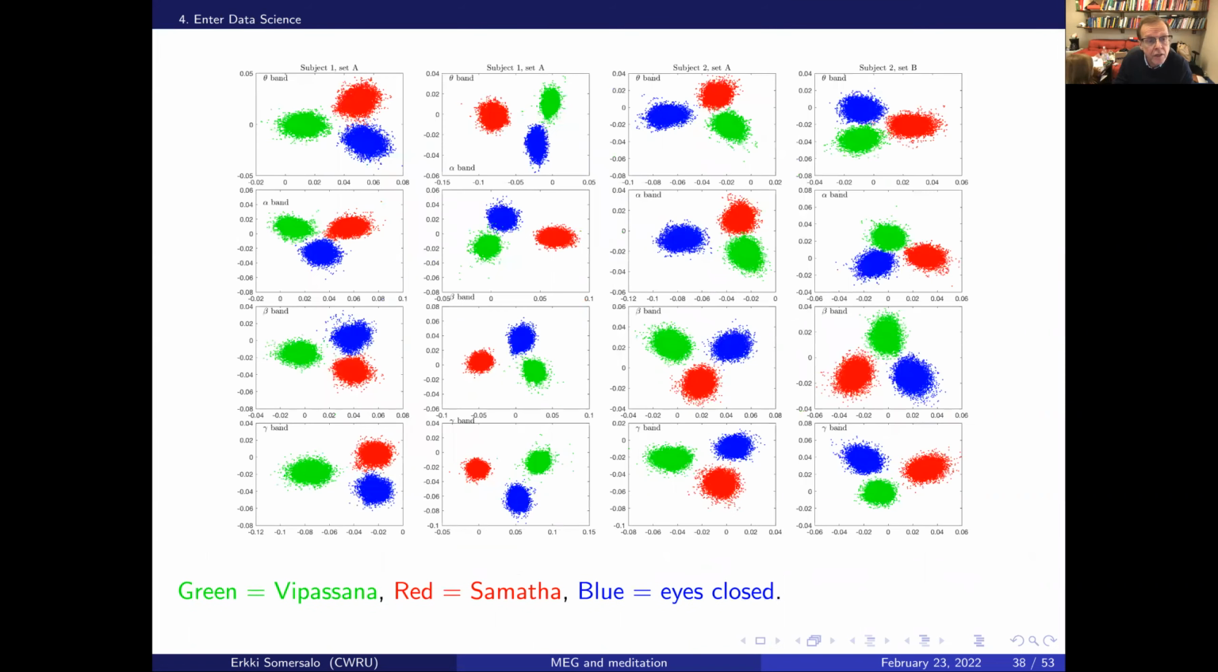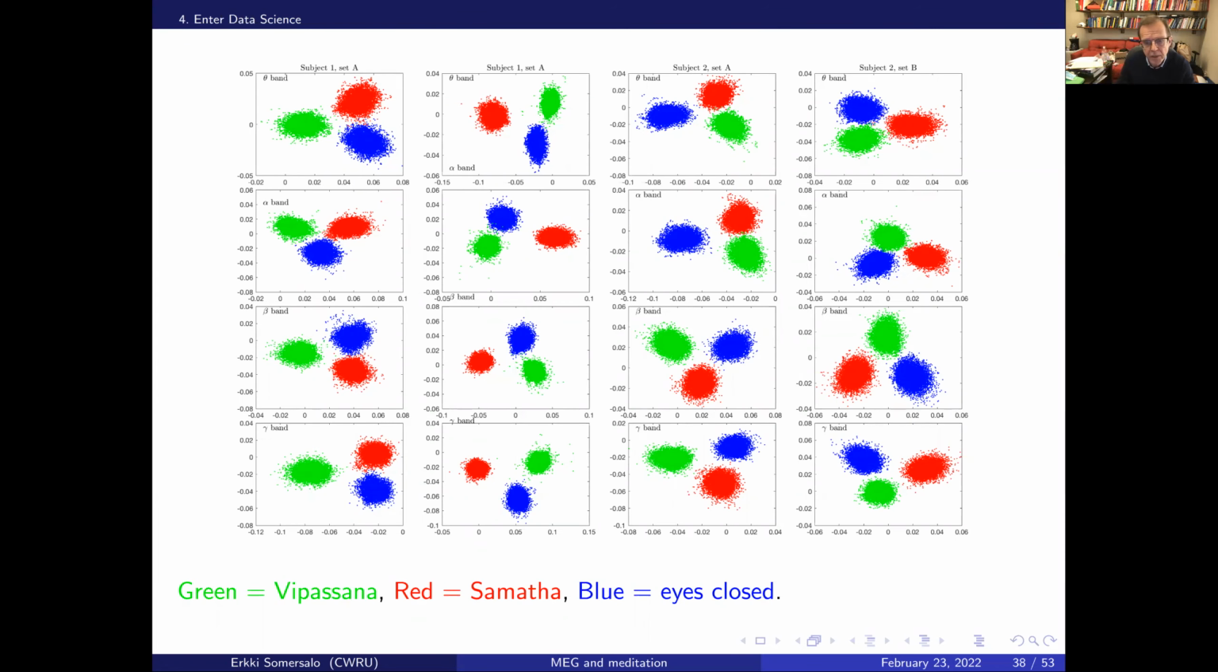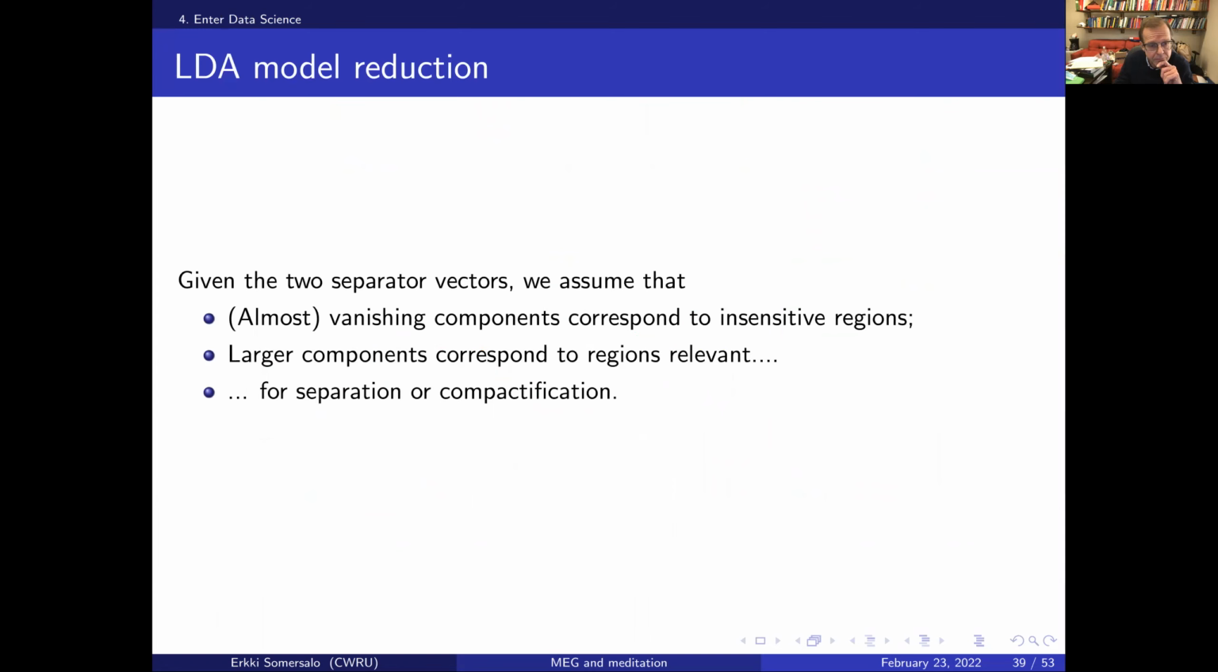And you see that we can do this in different bands and with different meditators. We have subject A and subject B. In the first row we have the theta band, then the alpha band, the beta band, and the gamma band. Even in the gamma band, where we didn't have any spike in the power spectrum, there is enough information to separate between those three meditative states. So now we know that it's possible to separate. Now the question is, what does that separation tell us?